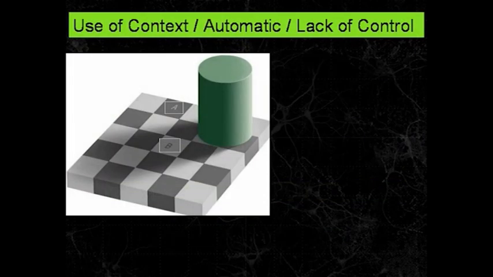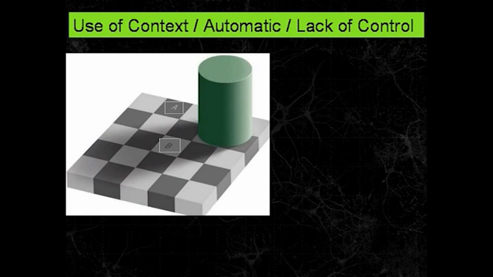Let me illustrate that more specifically with this slide. If you look at this, you see a checkerboard, and you probably see the rectangle with the B in it looks like a white square, and the rectangle with the A in it looks like a black square. But I'm going to tell you right now, the truth is that A and B are identical, so the actual physical light that is emanating from A and B that you're seeing on the screen is identical. The square B is the same color as the square A.